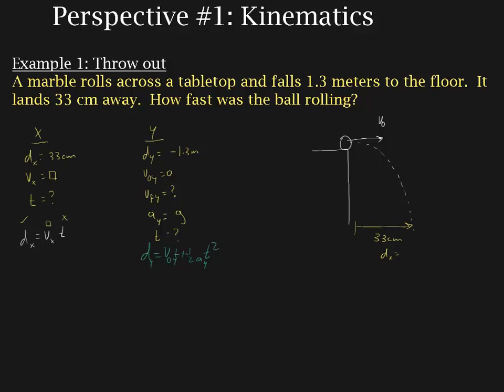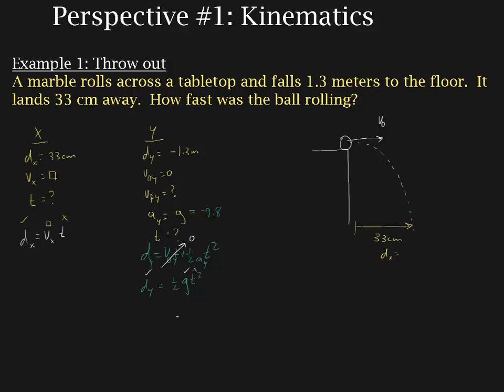Now v initial was 0 in the y dimension, which is going to leave us with dy is equal to 1/2 g t squared. Notice I did not put a negative sign in here. I will not do that until the very end. G is going to be equal to minus 9.8 in this problem because downward is the negative direction. So now we have a choice. If we go through our checklist in the y dimension, what we see is dy is a known quantity, g is a known quantity, but t is not a known quantity.